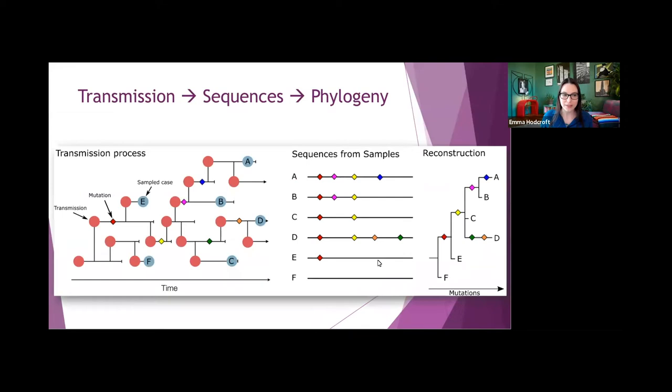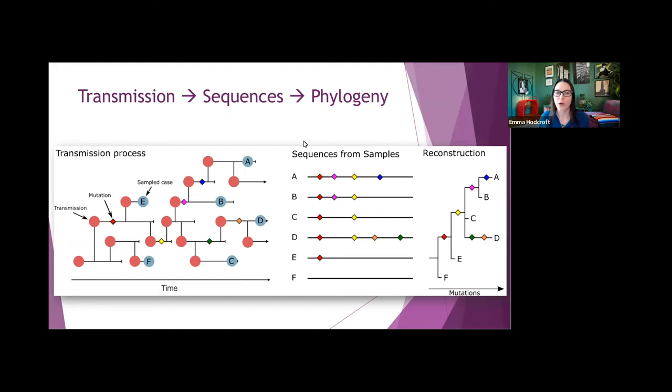And the way that this works, just to give a very brief overview, is that when a pathogen moves through a population and transmits from person to person, it of course acquires mutations, shown here as these colored diamonds. And when we sample and sequence these individuals, we can actually see these mutations in the genome, shown here just as this solid black line with these colored diamonds on it. And we can use this to very quickly start getting a picture of how different samples are related to each other, whether they share more mutations or don't share mutations.